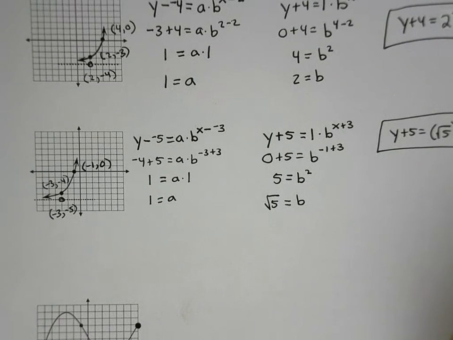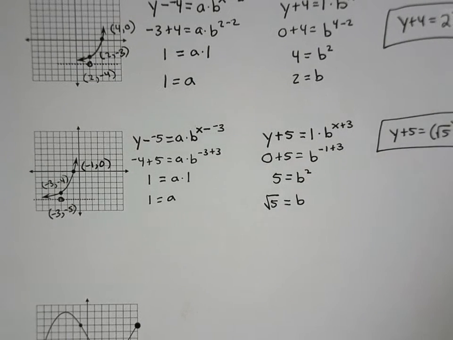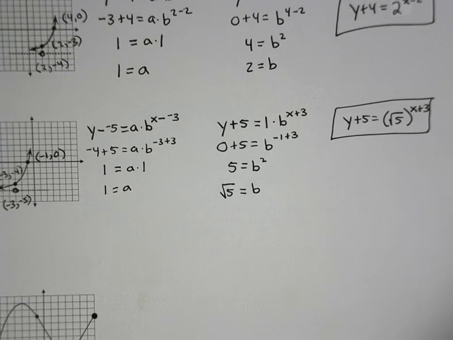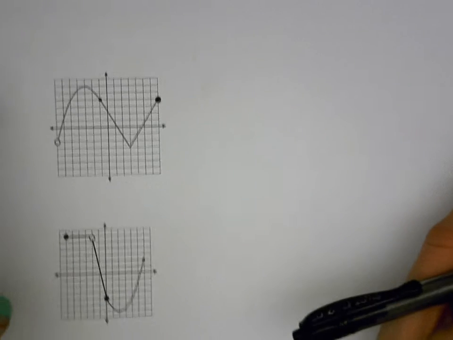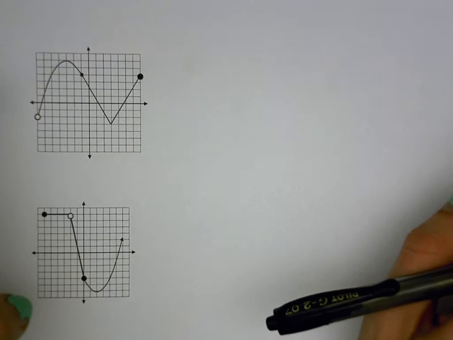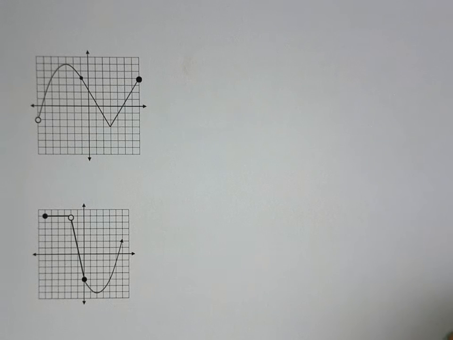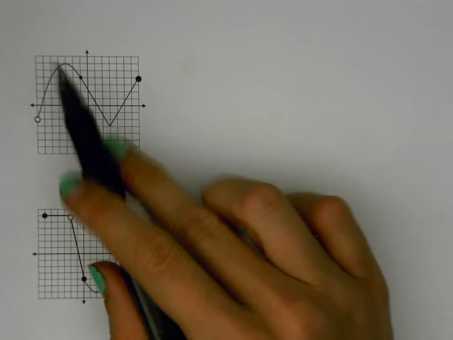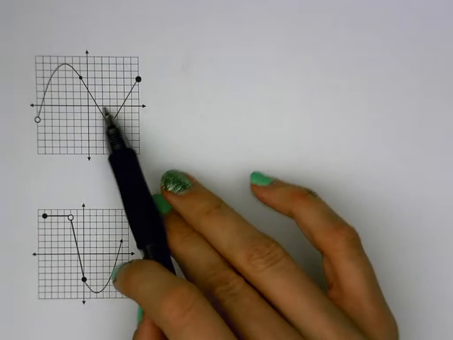Okay, last up we have two, oops, sorry, let me put that last equation there. Last up we have two piecewise functions. So go ahead and pause the video, give this a shot. Okay, here we go. This first piecewise is made up of two functions. We've got a quadratic and we've got an absolute value.